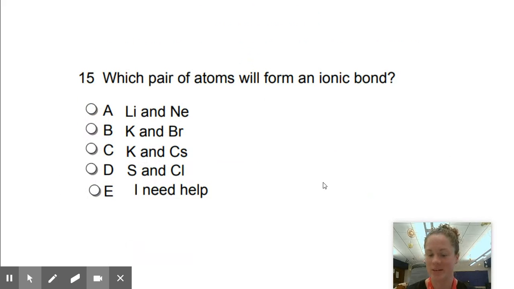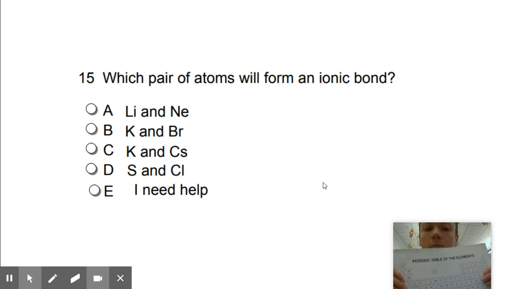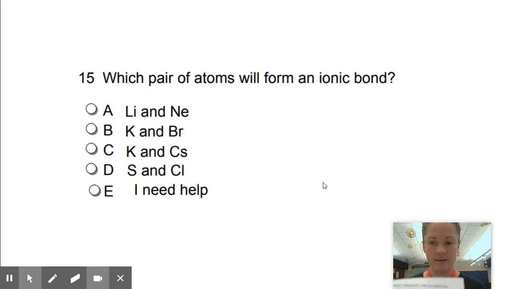All right, so question time. Which pair of atoms will form an ionic bond? Again, we want to look at our metals and nonmetals and see how many valence electrons each has. Lithium has 1, but neon is in our noble gas family, so they are not going to want to bond because that would equal 9. K is potassium, which has 1, and Br is in 17, so they would most likely want to bond. So B would work.